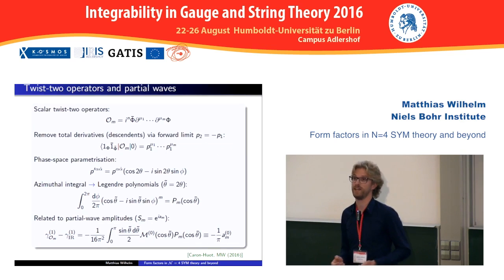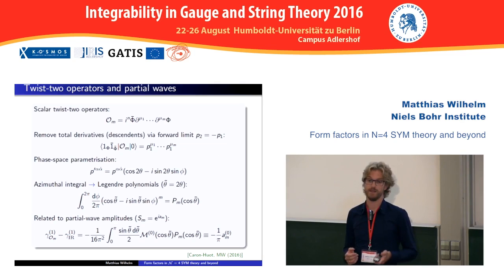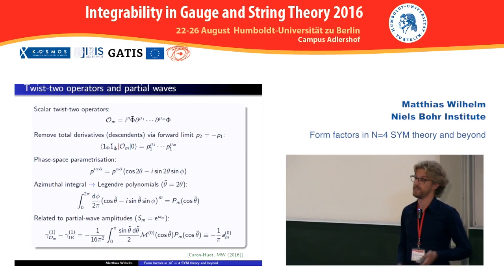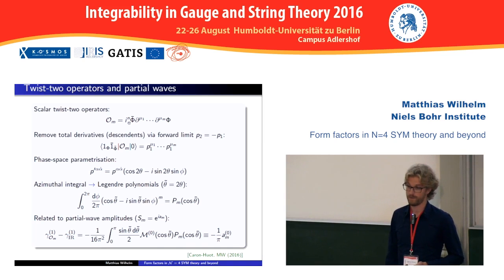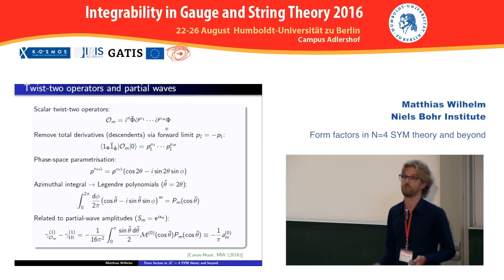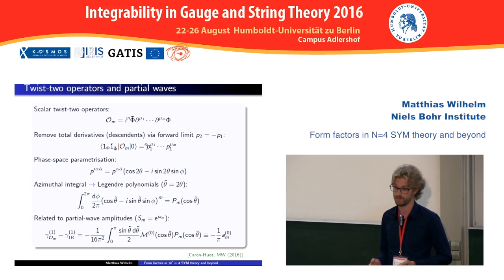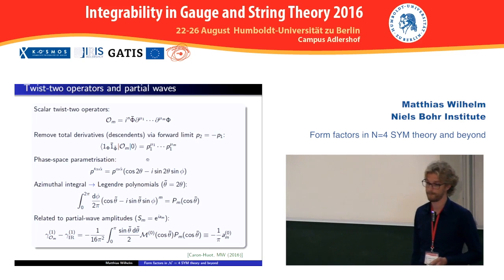A second application of this general insight is to twist two operators, and for the sake of simplicity, we'll start considering scalar twist two operators. That means we look at operators phi bar, m derivatives phi. In order to remove total derivatives which correspond to descendant operators, we take the forward limit p2 equals minus p1. Then the minimal form factor just reduces to a monomial in P1.